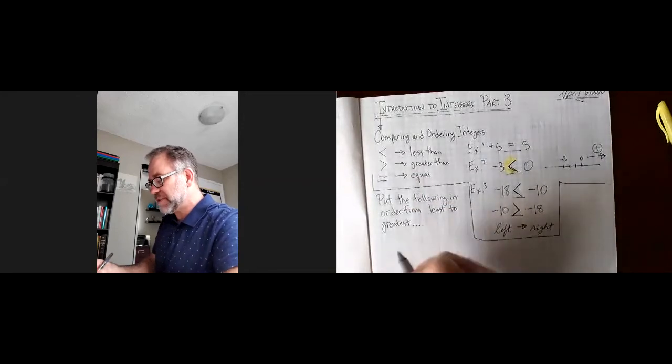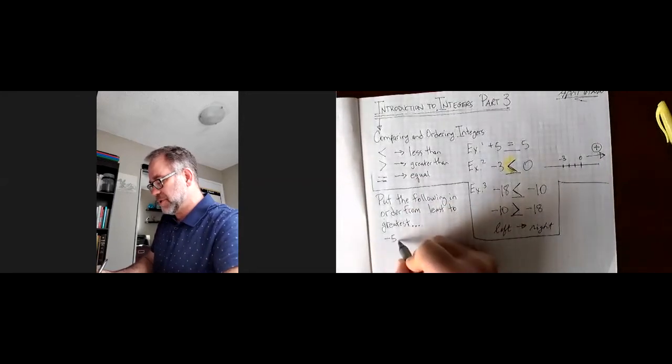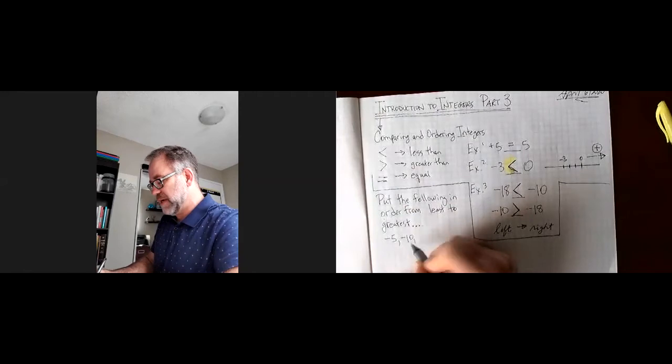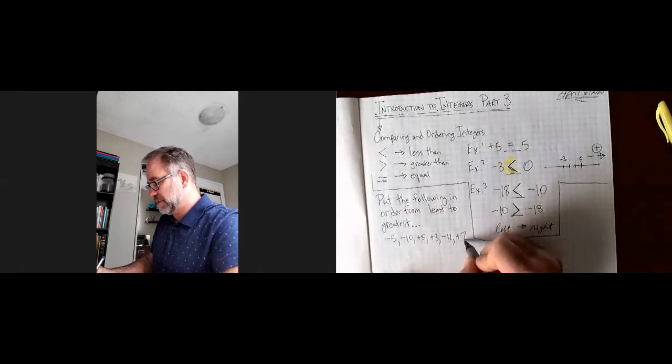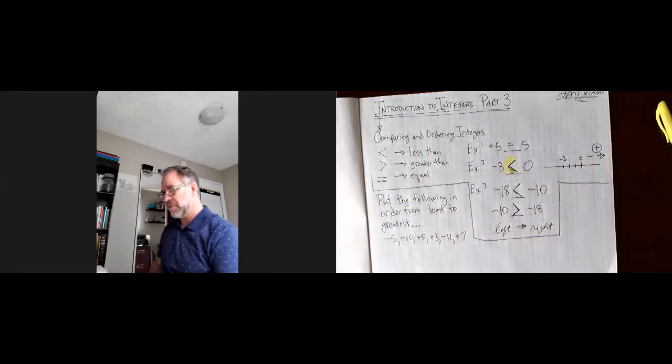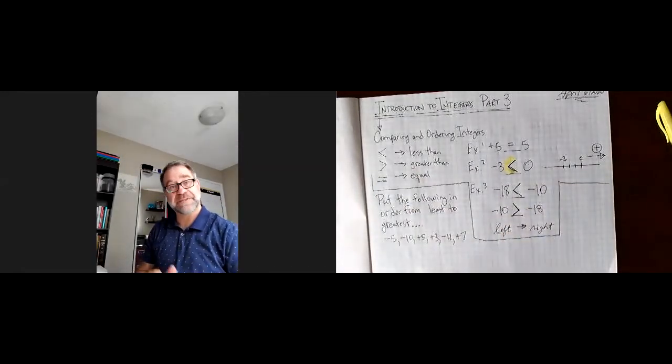So if we have a set of integers and we're just going to randomize them: -5, -10, +5, +3, -11, and +7. Okay. There's a couple of steps. There's a few tips that you can do.